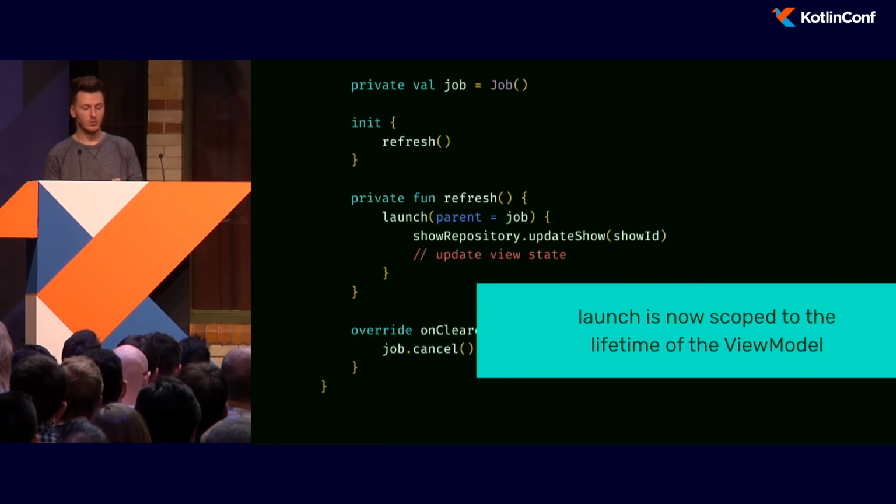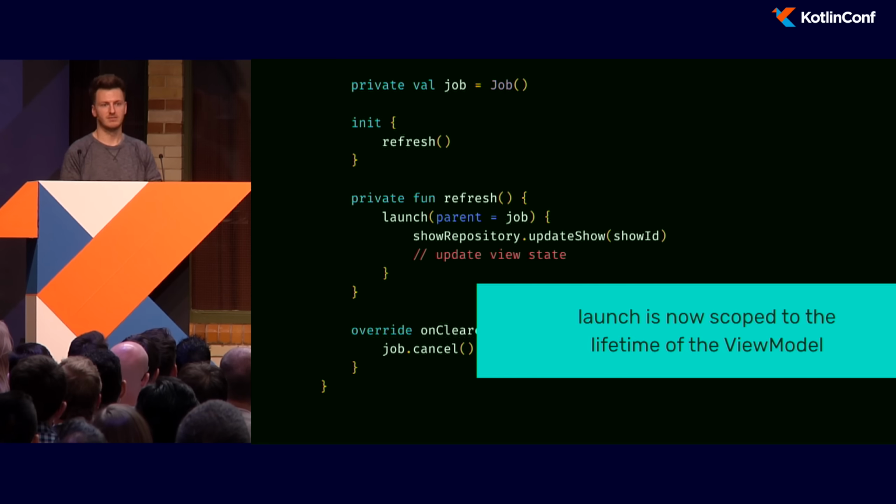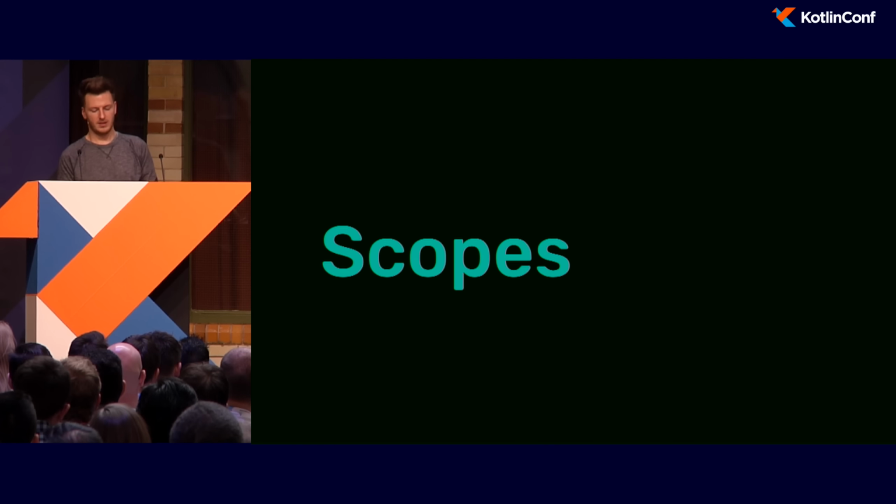What that means is that that launch of coroutine is actually scoped to the lifetime of the view model. One thing to note here is that as soon as that job is canceled, you can no longer use that job again. It's terminal, it's dead. That brings us quite closely onto the subject of scopes and scoping coroutines to the lifetime of something.